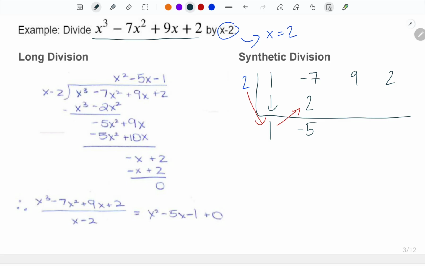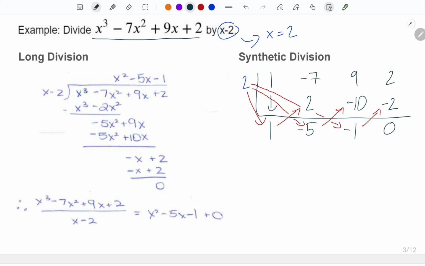Okay, and now we repeat the algorithm. Take the 2 that's in front and multiply that by the -5 and write that down in the next column. So 2 times -5 is -10. Add up the next column, so 9 minus 10, and that gives you -1. Repeat one last time because we have one last column to go. 2 times -1 gives you -2. 2 minus 2 gives you 0.